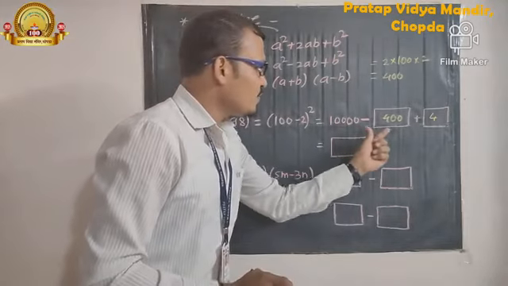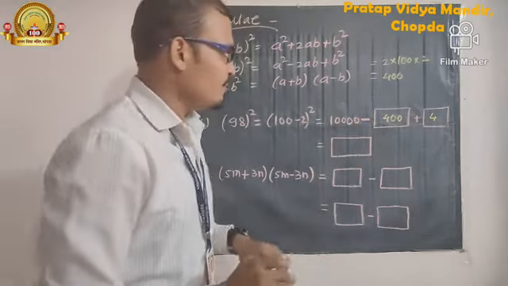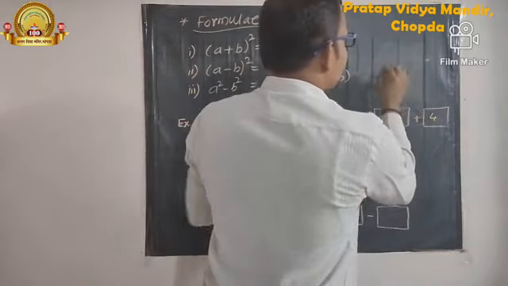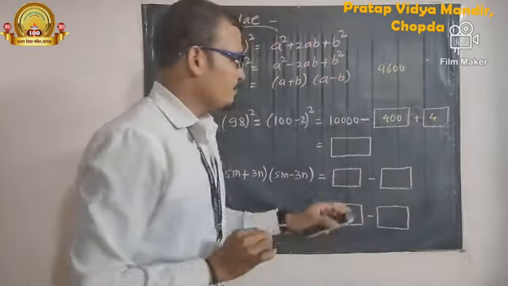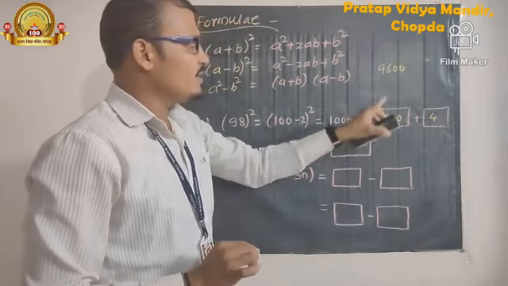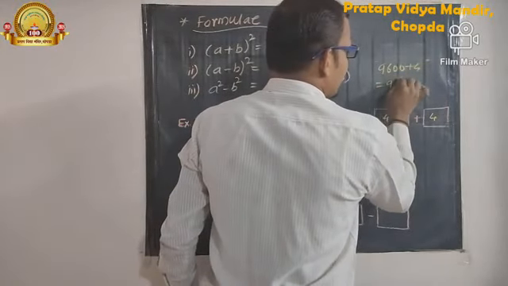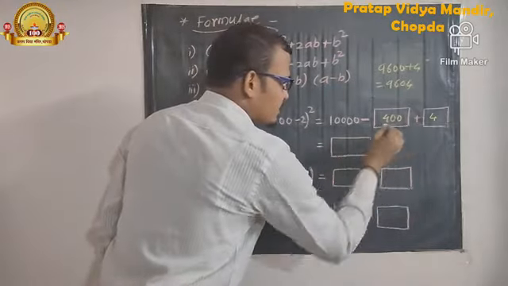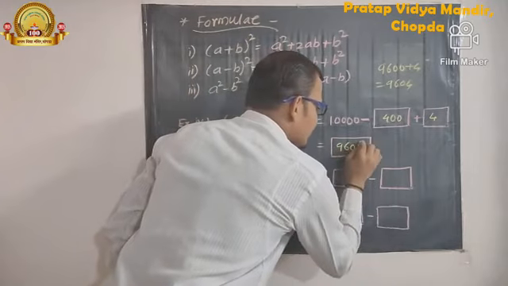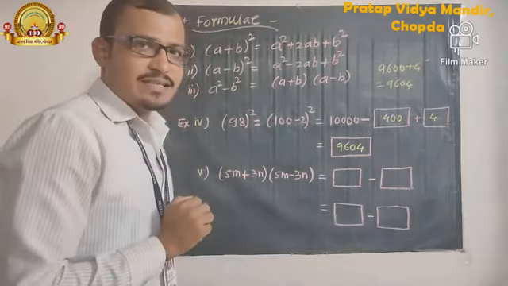Now first we have to subtract this 400 from this 10,000. If we subtract 400 from 10,000, then we get 9,600. Then 9,600 plus these 4. So we get 9,604, and hence our final answer is 9,604.